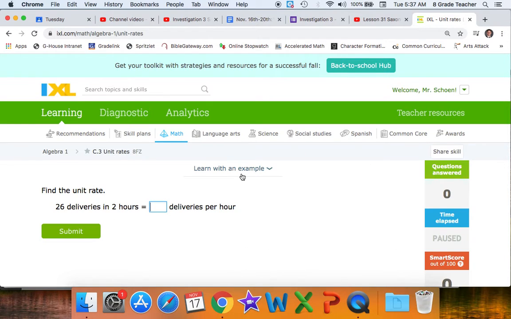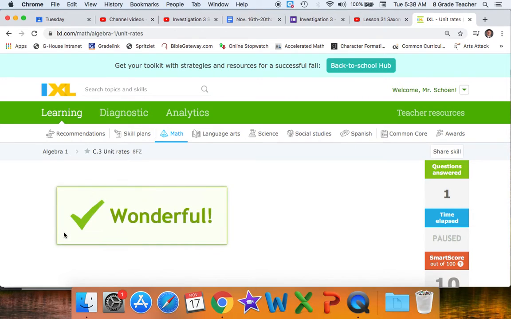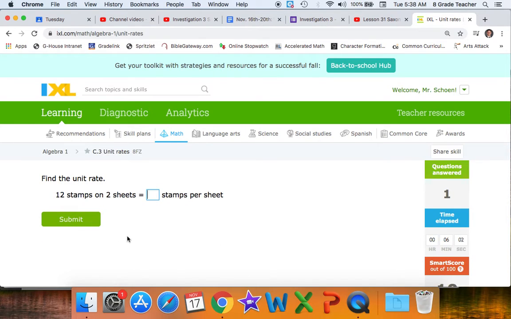For example, find the unit rate of 26 deliveries in 2 hours. We're trying to find how many deliveries you make per hour, so you're going to divide. In this case, you would say 26 divided by 2 and get an answer of 13 deliveries per hour. Find the unit rate, 12 stamps on 2 sheets. If you're buying stamps, you want to know how many you get per sheet. In this case, it's 12 divided by 2. That's going to be 6 stamps per sheet.